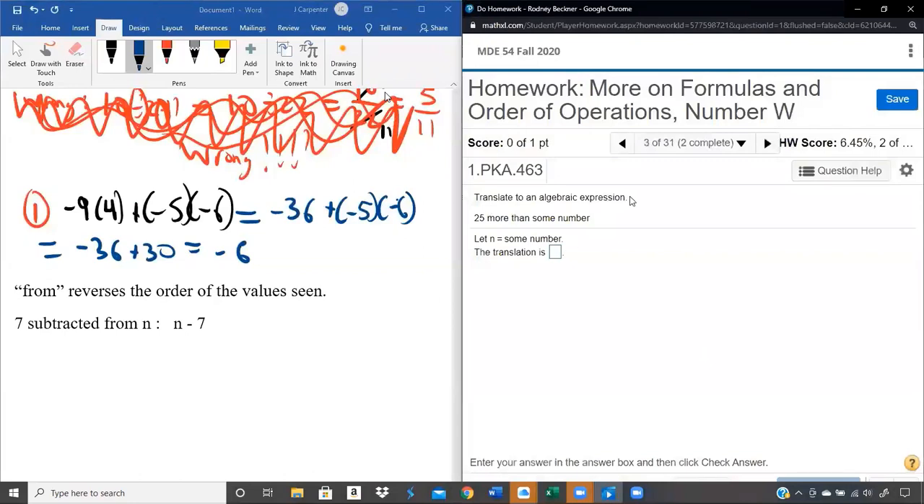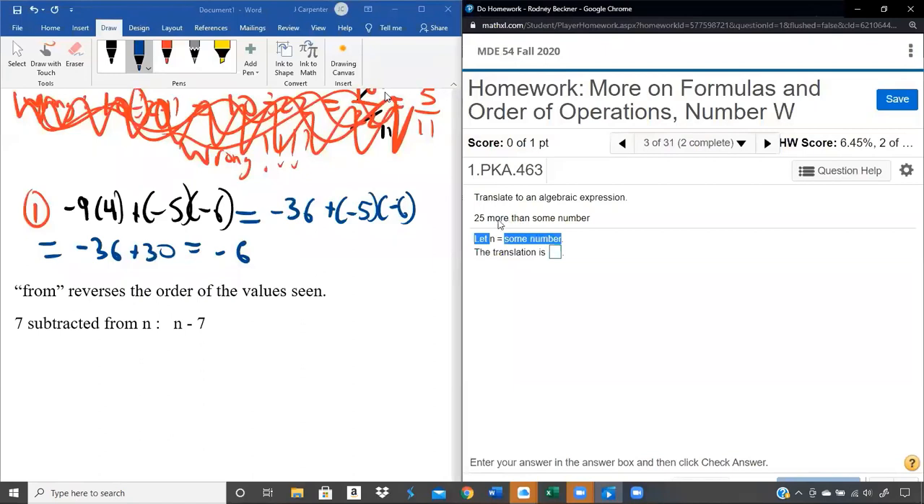Translate into an algebraic expression, which is the same thing we just did. 24 more than some number. Now you have to pay attention in general. When we say some number, that could be X or Y or A or Q or R or whatever letter you like. But my math lab can't accept just some random letter. They tell you which one to use. So they say let M or N represent our some number.